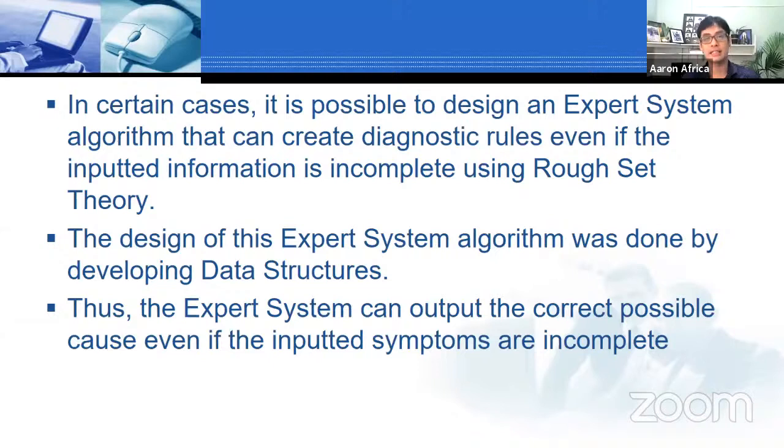But there are cases when the information is insufficient to deduce the possible cause. Now, in certain cases, it is possible for us to design an expert system algorithm which can create diagnostic rules, even if the information that we have inputted is incomplete. These rules are in the form of if-then rules. What we will use here is the rough set theory. The design of this expert system algorithm was done by us developing several data structures. Thus, this expert system can output the correct possible cause even if the information that we have inputted is incomplete.